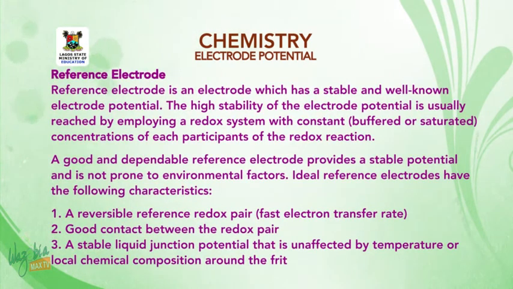Now, the reference electrode. A reference electrode is an electrode which has a stable and well-known electrode potential. The high stability of electrode potential is usually reached by employing a redox system with constant concentration of each participant of the redox reaction. A good and dependable reference electrode provides a stable potential and is not prone to environmental factors. An ideal reference electrode has the following characteristics. 1. A reversible reference redox pair, that is a fast electron transfer rate. 2. Good contact between the redox pair. 3. Stable liquid junction potential that is unaffected by temperature or local chemical decomposition around it.